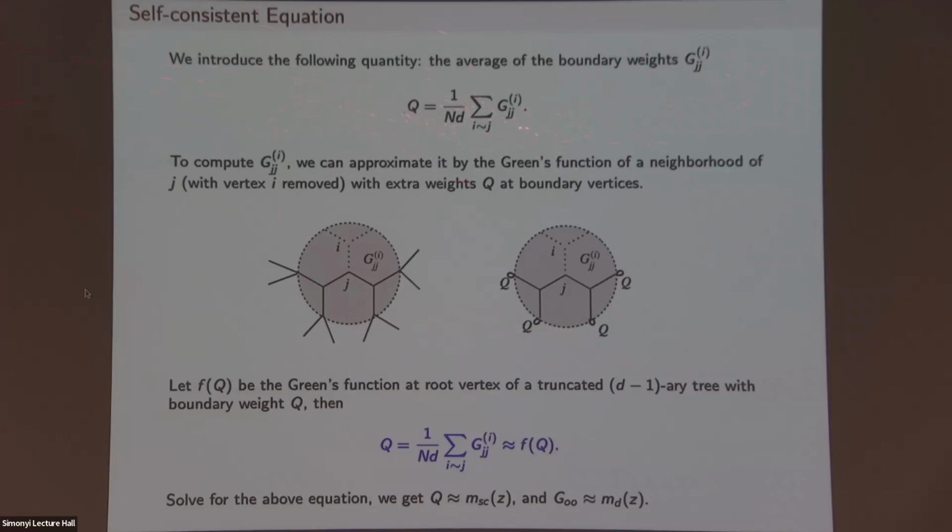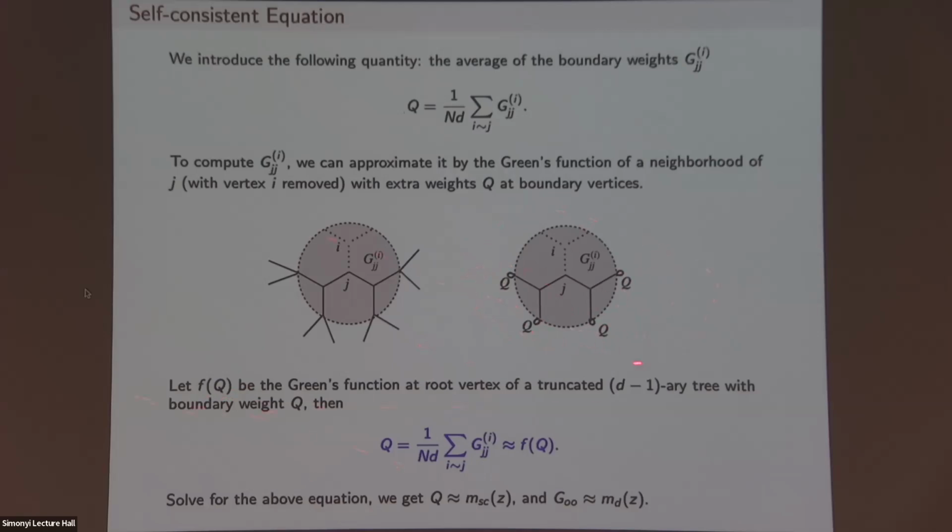And for this quantity Q, you can just look at each of those Green's functions G_J G_I, and repeat what I just showed you in the last slides: compute the Green's function of this guy with vertex I removed. It's the same as attaching some boundary weight Q on those boundary vertices. Then the Green's function G_J G_I can be approximated by the Green's function of this picture, which is essentially the Green's function at the root vertex of this truncated d-1 ary tree. It's a truncated tree. The root vertex has degree d-1, and all the other vertices have degree d. We denote this function as F(Q), which is the Green's function for this picture, and Q is just the boundary weights attached at those boundary vertices.